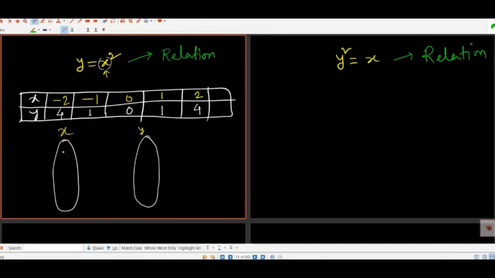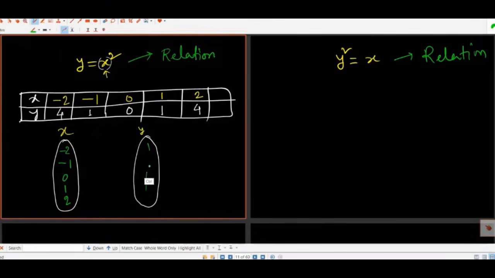So we have -2, -1, 0, 1, and 2. These are the x values we have taken. And for these values, we have found some y values. So y values can be written here.